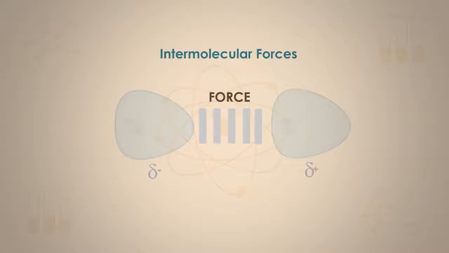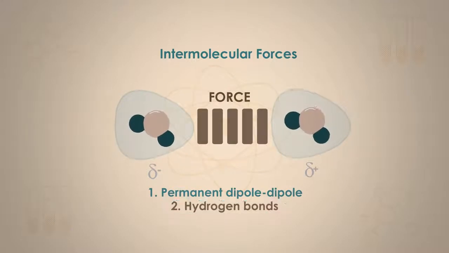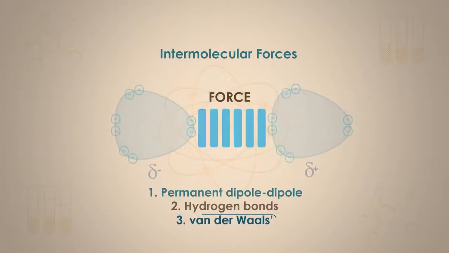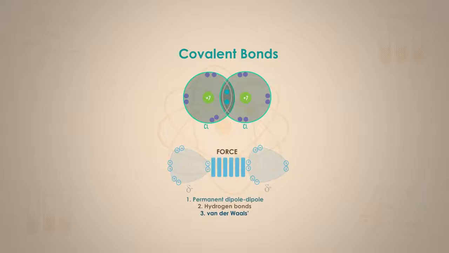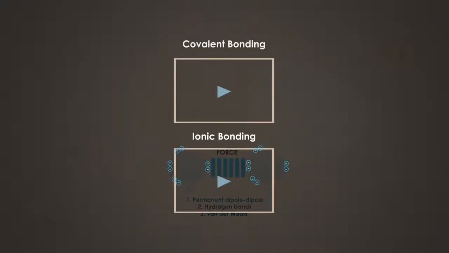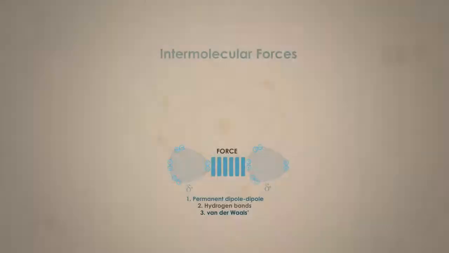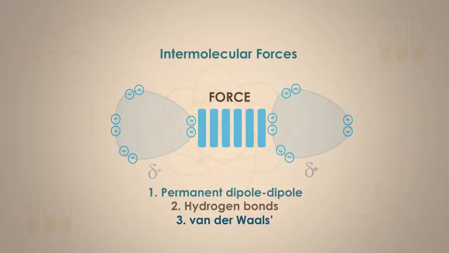There are three common types of intermolecular force, namely 1. Permanent dipole-dipole forces, 2. Hydrogen bonds, and 3. Van der Waals forces. All of these three forces are very much weaker than ionic or covalent bonds, which bind atoms and ions together in elements and compounds. We have a video each on ionic and covalent bonds if you haven't learned about them yet. Let us now look at these three intermolecular forces one by one.